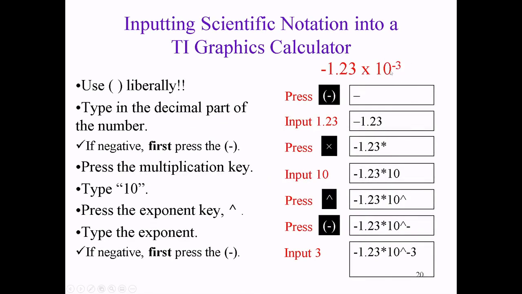And then you need to express that you're going to be entering in an exponent. The way that you do that on these types of calculators is with this symbol here called a caret. It's the one above the 6 on your keyboard. You're going to put in that caret. What the caret means is that everything after that is going to be an exponent. And then you're going to type in your exponent. And again, you're going to need to use a negative sign if you have a negative exponent.